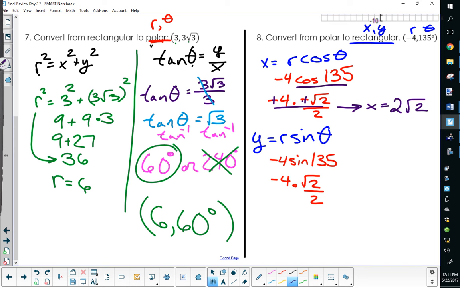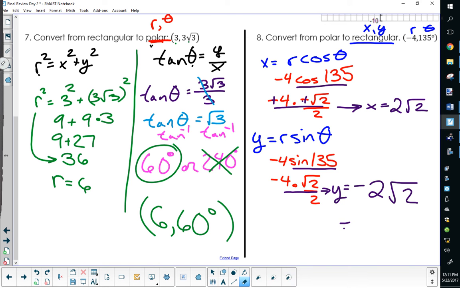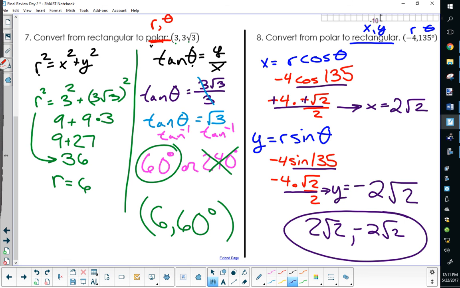There's x. My y is going to be very similar. Again, sine of 135 is radical 2 over 2. So in the end here, is my answer going to be positive or negative? Negative. And then 4 divided by 2 again is going to get negative 2 radical 2. That is my y value. Yep. You can write it as an ordered pair: 2 radical 2, comma, negative 2 radical 2. Questions with that one?